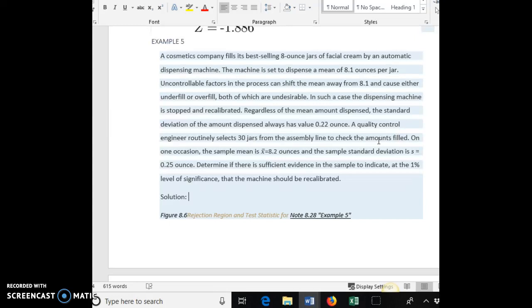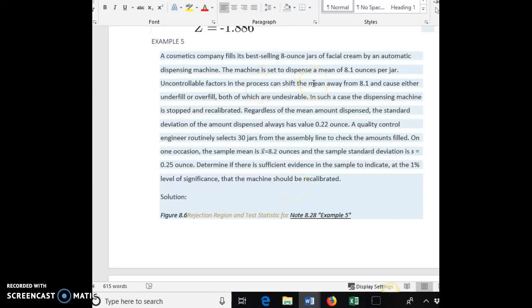Regardless of the mean amount dispensed, the standard deviation of the amount dispensed always has value 0.22 ounces. A quality control engineer routinely selects 30 jars from the assembly line to check the amounts filled. On one occasion, the sample mean is 8.2 ounces and the sample standard deviation is 0.25 ounces. Determine if there is sufficient evidence in the sample to indicate at the 1% level of significance that the machine should be recalibrated. All right, so let's first look at what our null hypothesis is.